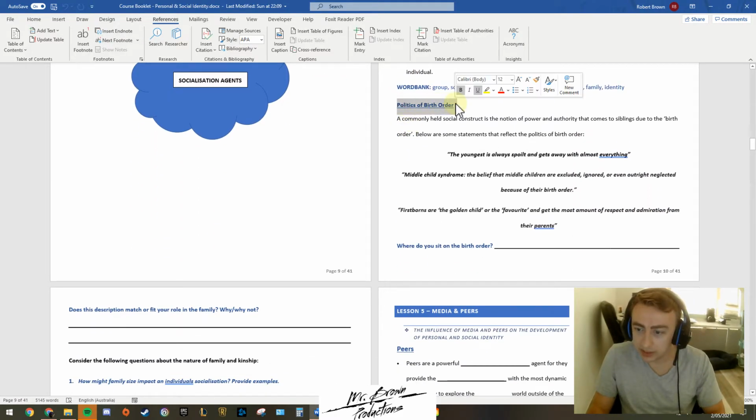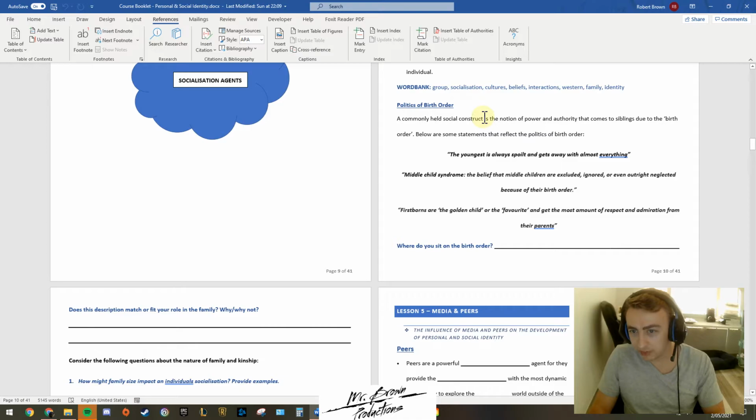Now what I want to talk about here is called the politics of birth order. Essentially, there is a commonly held social construct based on the notion of power and authority that comes to siblings due to something called the birth order. Below I've got three statements that reflect the politics of birth order.